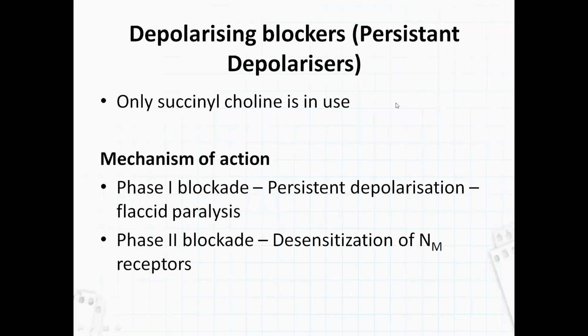Here only succinylcholine is in use. And how is it acting on the skeletal muscles? This mechanism of action usually happens under two phases, that is phase 1 blockade and phase 2 blockade. In phase 1 blockade, the succinylcholine acts similar to acetylcholine. This succinylcholine is an analog of acetylcholine.